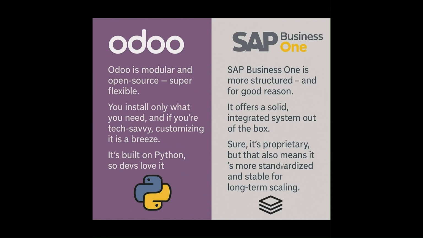Odoo is modular and open source, super flexible. You install only what you need, and if you're tech-savvy, customizing it is a breeze. It's built on Python, so devs love it. SAP Business One is more structured, and for good reason. It offers a solid, integrated system out of the box. Sure, it's proprietary, but that also means it's more standardized and stable for long-term scaling.